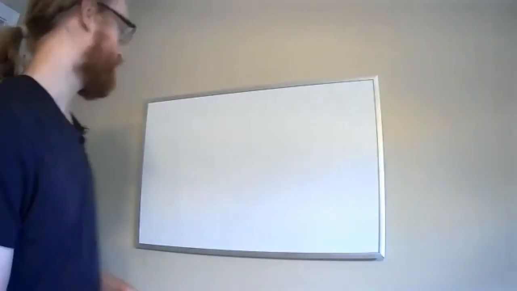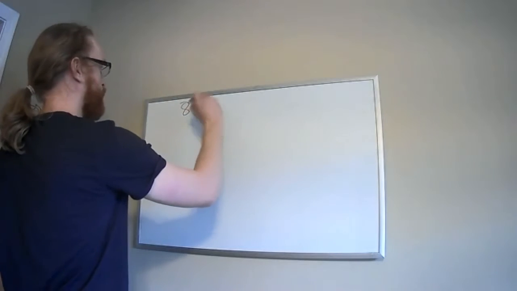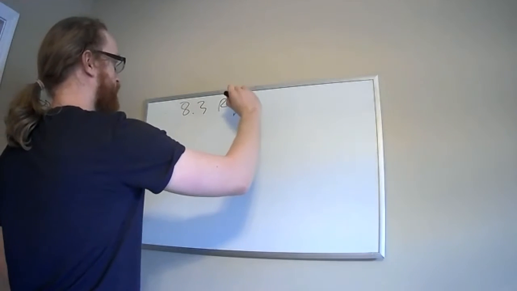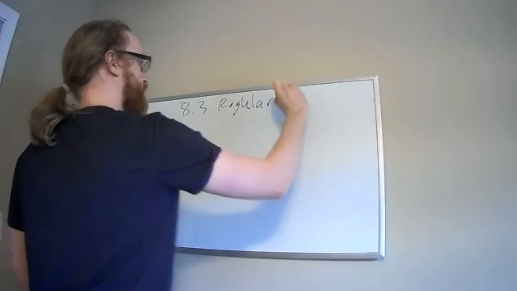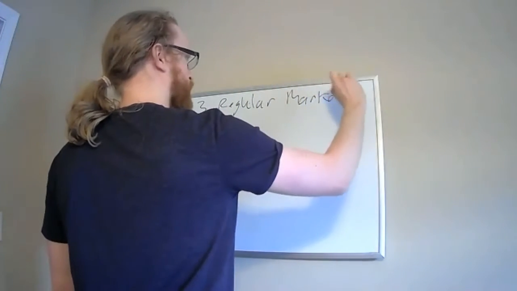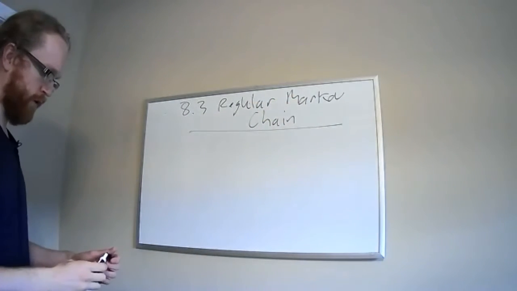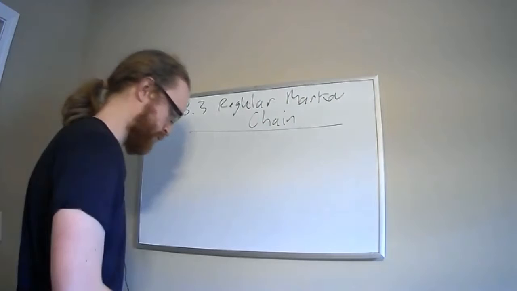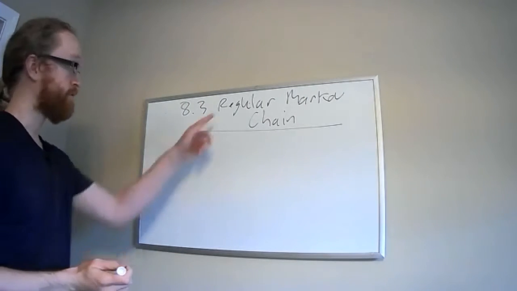And 8.3 is all about a special kind of Markov chain called the regular Markov chain. Sorry, there we go. It's called a regular Markov chain. So we're continuing from where we left off last week with Markov chains. We're going to look at a special class of Markov chains called regular ones.